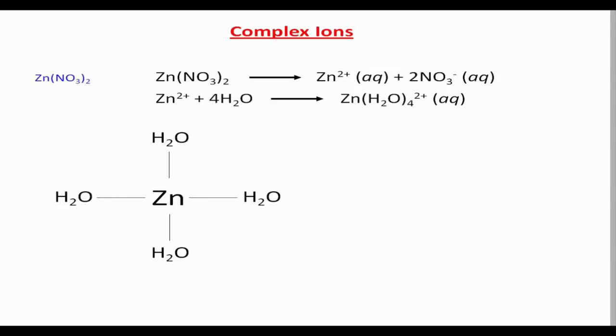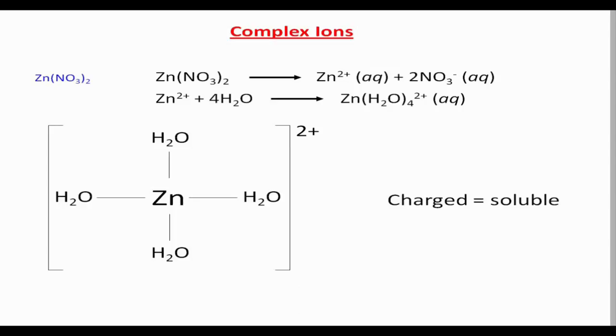And the combination of these generates a complex ion with an overall charge of +2. 4 neutral waters plus the central zinc in the middle, that's a total of 2+. This is our complex ion. Charged complex ions tend to be soluble in solution. Now we're adding sodium hydroxide to that complex ion.